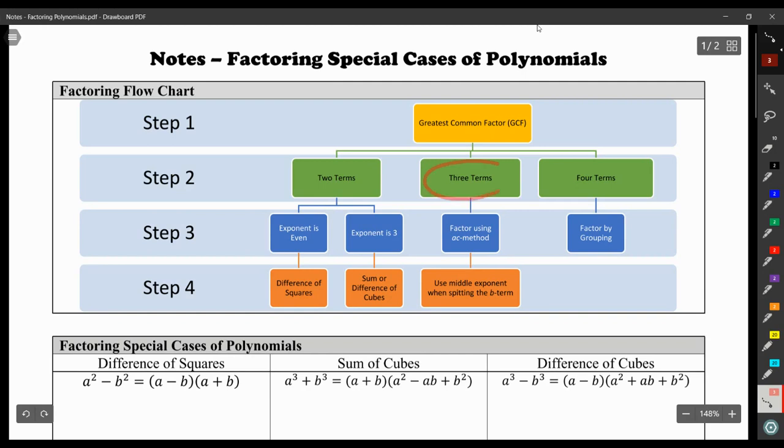So we've done 3 terms in the past. We have done the AC method. That's when you multiply the A and the C together and find which numbers multiply to that but add to B. We've done that. Let's talk about what happens if you only have 2 terms. That's new. And that's this piece down here at the bottom.